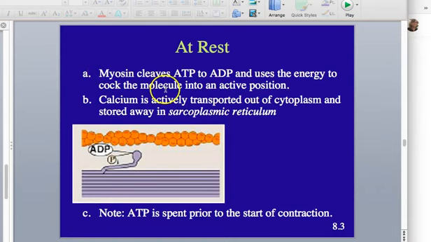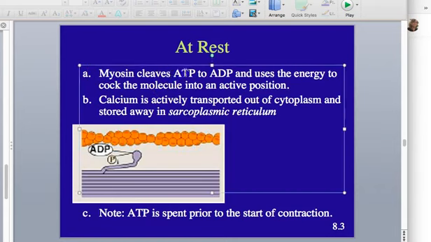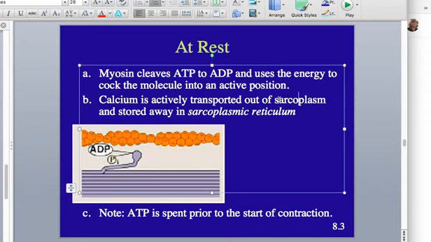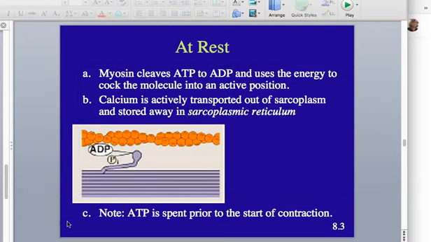Okay, so while we're at rest, what else is happening? We've cocked myosin by taking any extra ATP and binding it up so that the myosin is ready to go. Calcium is continuing to be taken out of the sarcoplasm, which is what this should say. Oh goodness, sarcoplasm. And it's being stored in the sarcoplasmic reticulum, again, so that it's there and ready to go when we need it. Which means ATP is used, we use up that ATP before we are even thinking about contraction, because again, it's easier to spend that energy early and then be ready to go.